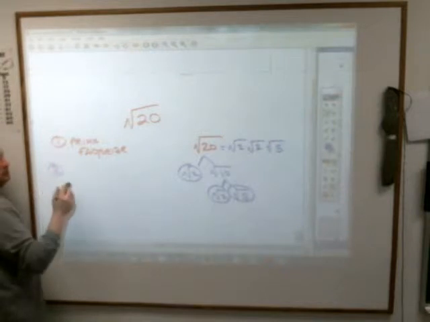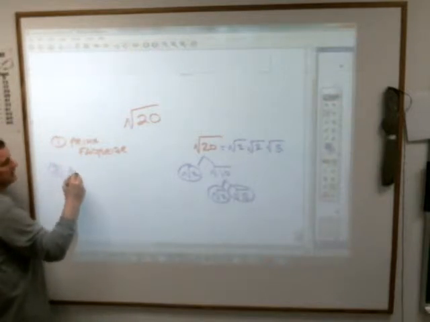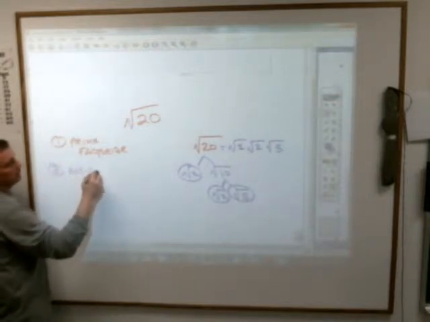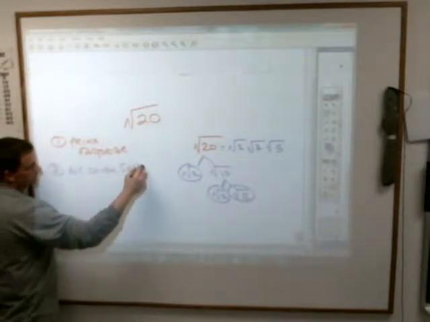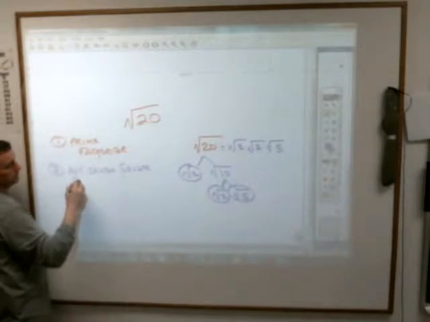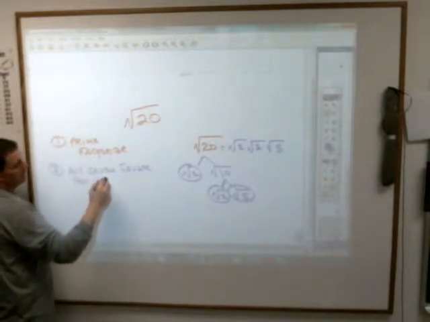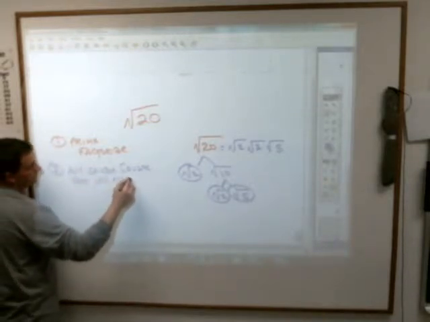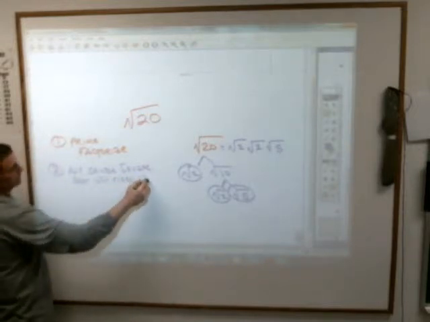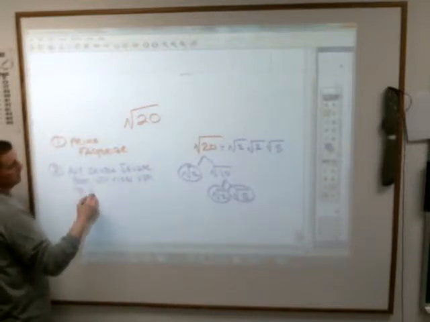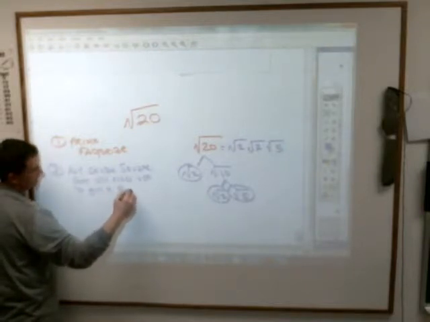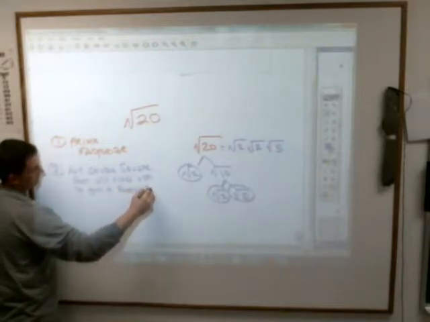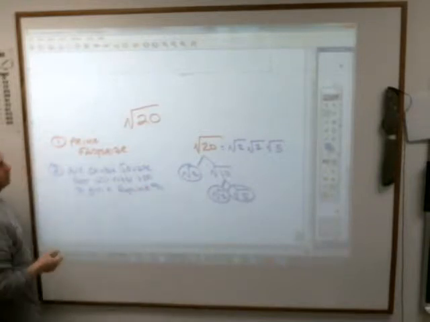Okay, step number 2 is, any double square roots will cross off to give you a regular number. And I'll show you what I mean after you write that down.